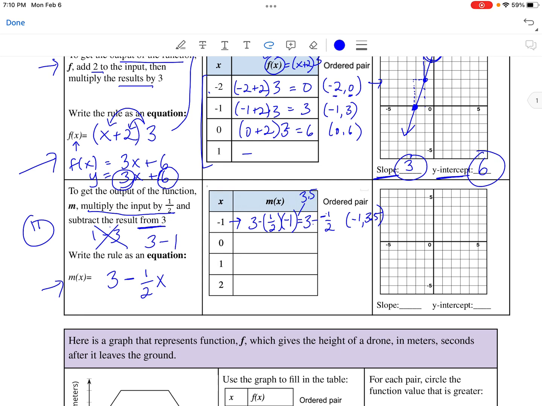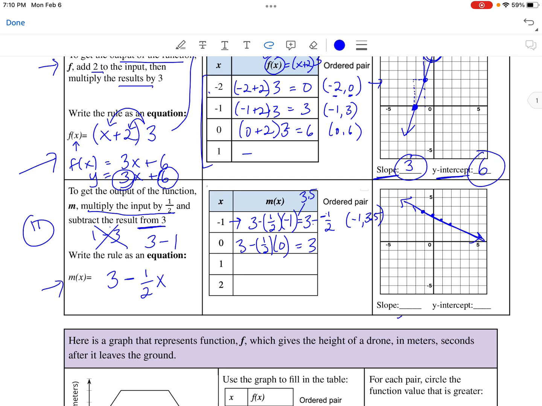Okay, let's maybe do one more. When x is 0, 3 minus 1/2 times 0, which is just 3 minus 0, which is 3. Okay, let's graph a few points. -1, up 3.5. Over 0, up 3. And this is also a linear function. If you graph the other points, you would get this kind of line here.